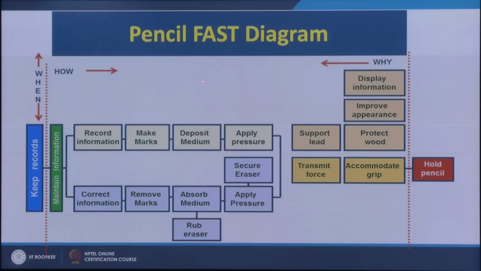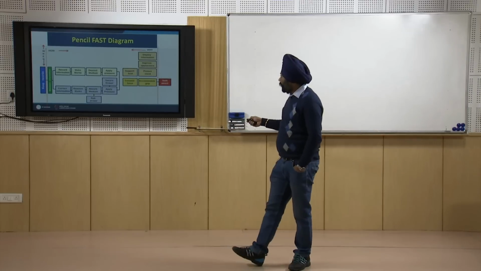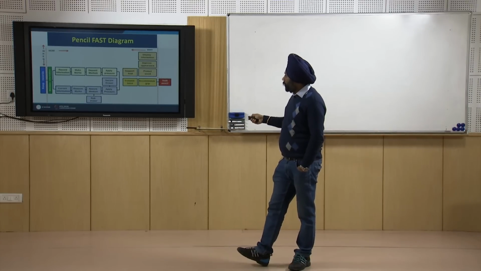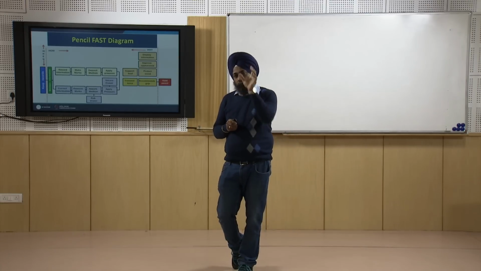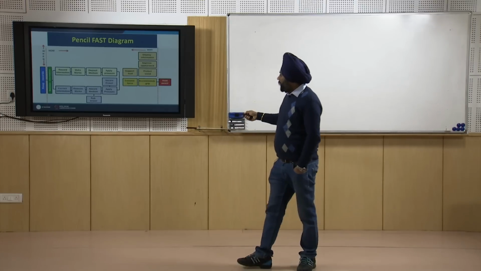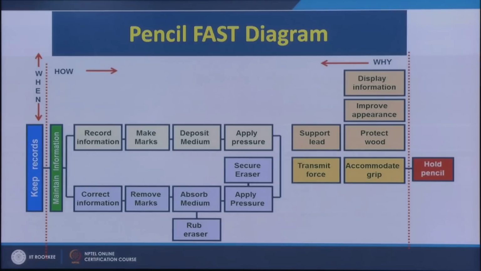So if we move from right to left, we ask why type of questions. If we move from left to right, we ask how type of questions. And when we protect the lead with wood, it will improve the appearance, and improving the appearance will display the information. At this level, when we are using wood, these things happen at the same time, because we are using wood for covering the lead. So wood can have other functions also. Suppose we are using plastic here, then also there will be some additional, secondary or tertiary functions that may come into the picture.